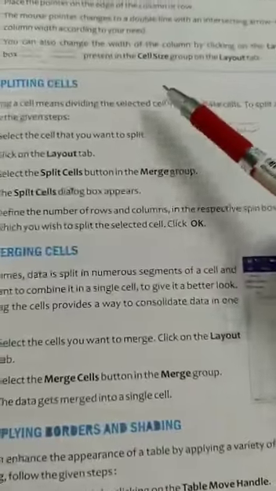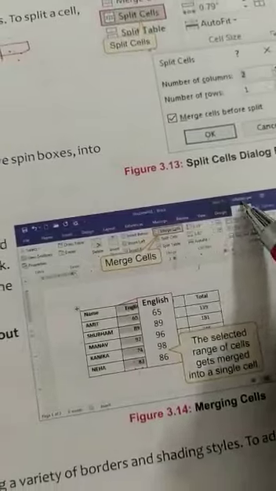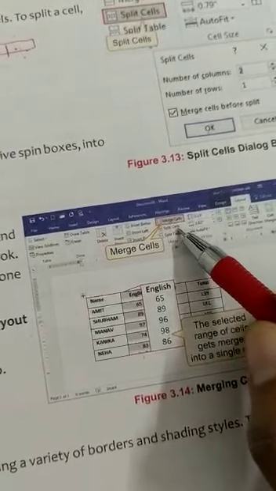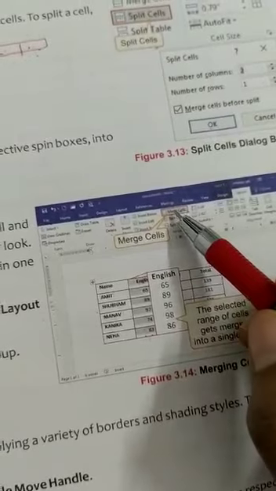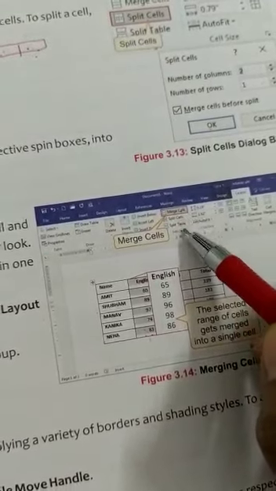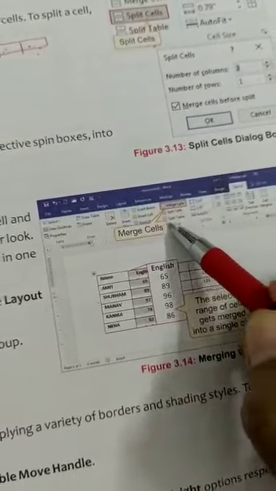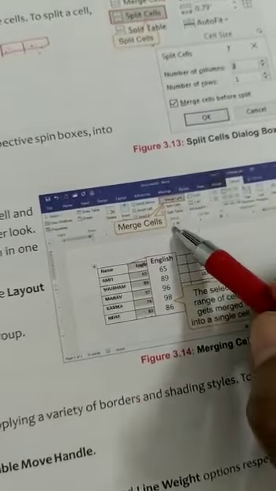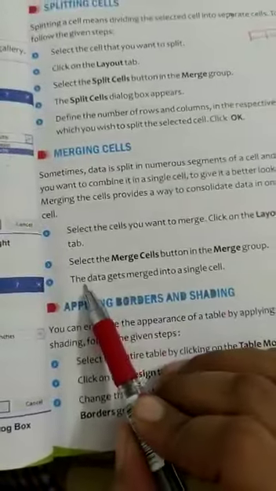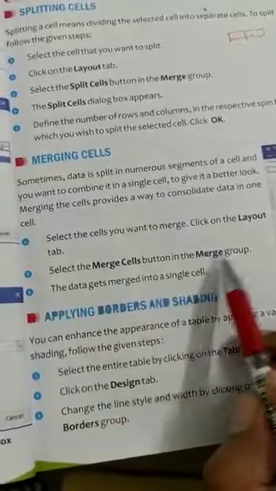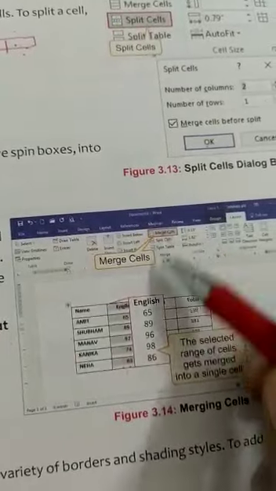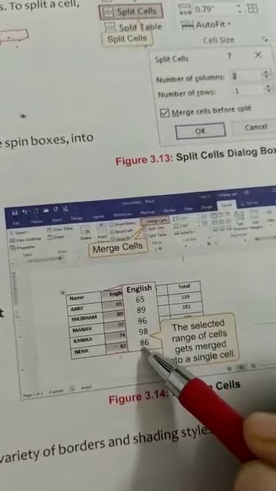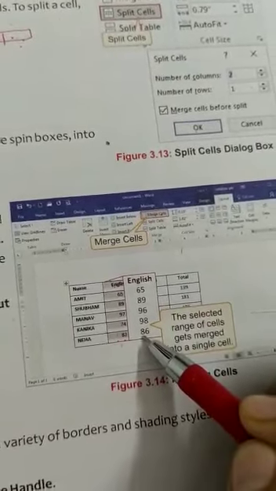Previously we discussed splitting cells. From the layout tab, select split cells if you want to split the cell into separate cells, and if you want to combine the cells, click on merge cells. All these appear under the merge group on the layout tab. Select the merge cells button in the merge group and the data gets merged into a single cell. After clicking on it, the selected range of cells gets merged into a single cell.